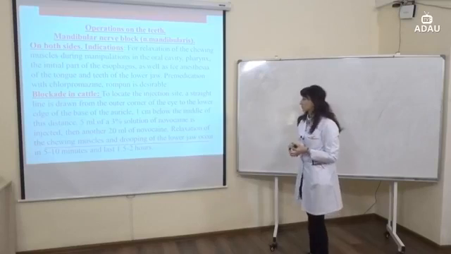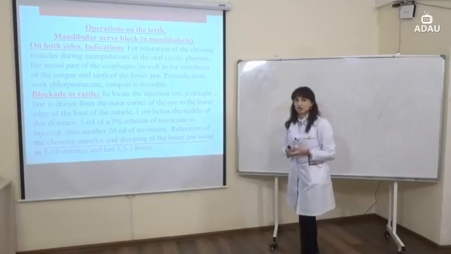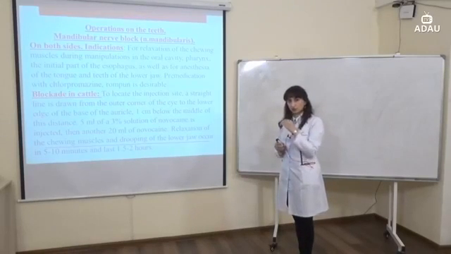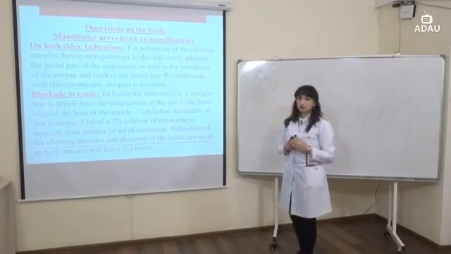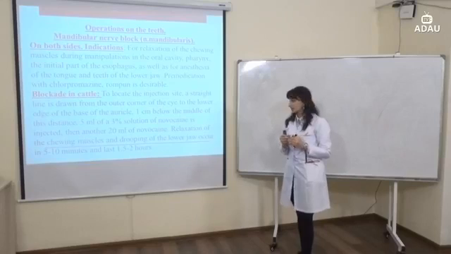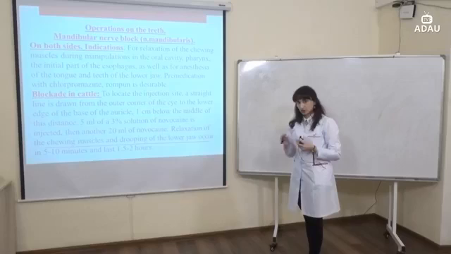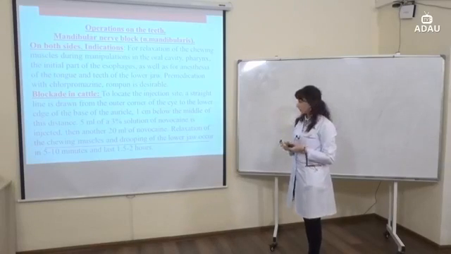Five milliliters of 3% Novocaine solution, and after 5 minutes we should inject 20 milliliters of Novocaine solution. At the interval between the outer edge of the orbit and the base of the horn, 1 centimeter below the middle is the puncture site, and there we inject 20 milliliters. Relaxation of the chewing muscles and dropping of the lower jaw occur after 5 to 10 minutes and last 1.5 to 2 hours.